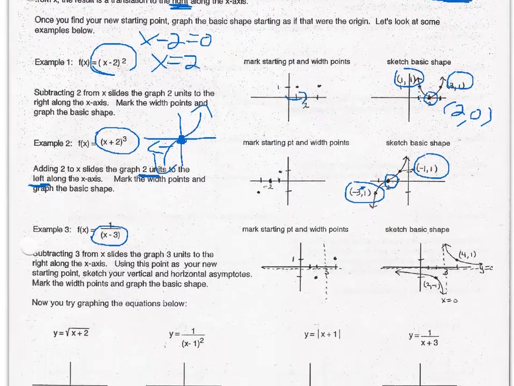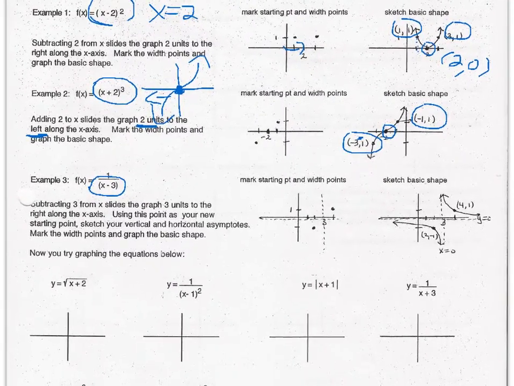The next one is where we're going to get VAs and HAs. Now I have 1 over x minus 3. The parent graph for that is 1 over x. And 1 over x, this is where we have the boomerangs, top right and bottom left.